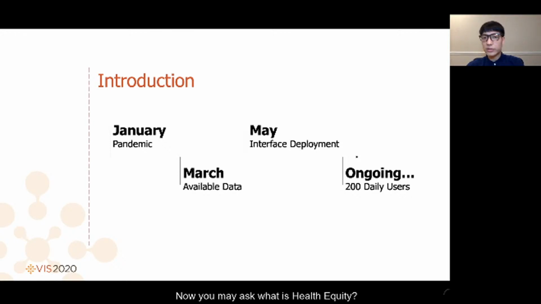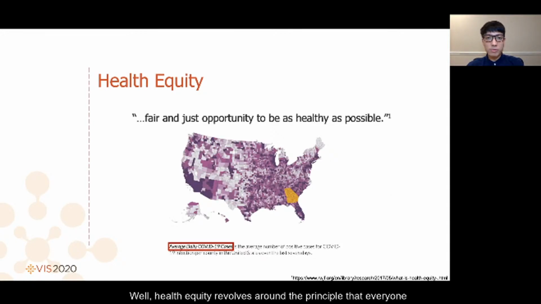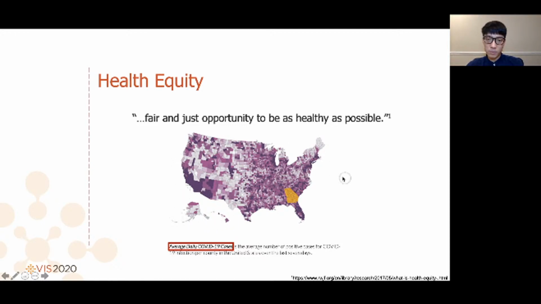Now you may ask, what is health equity? Well, health equity revolves around the principle that everyone has the same fair and just opportunity to be as healthy as possible. So it becomes crucial to understand the granular scale risk at each county and each community in order to have the best possible targeted action. As you can see from the heat map pulled straight from our dashboard, showcasing the average daily cases on a county level basis, it really has a differential impact from county to county, from community to community.